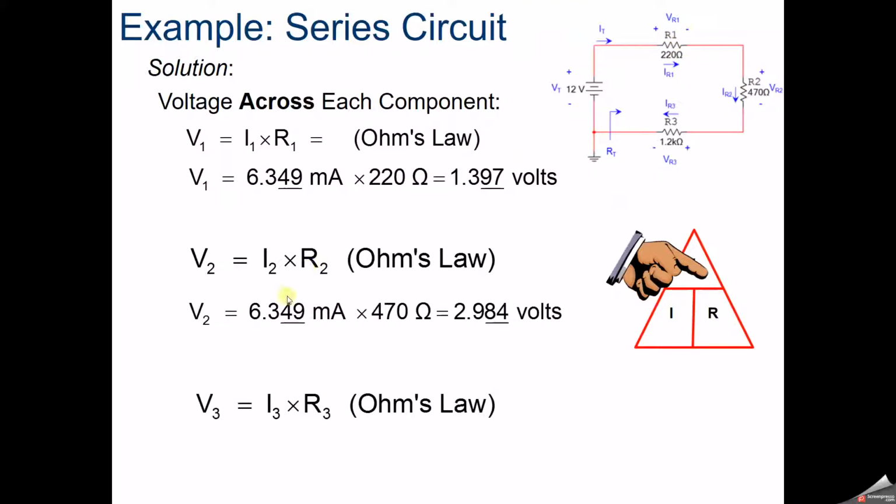Do the same thing at resistor 2. Same current, different resistance, multiply those two, turn back to the base unit, and we get 2.84984. Same thing at the third resistor. Same current, new resistance, go back to your base unit, multiply those two out. We've got the voltage drop across that component being 7.619.